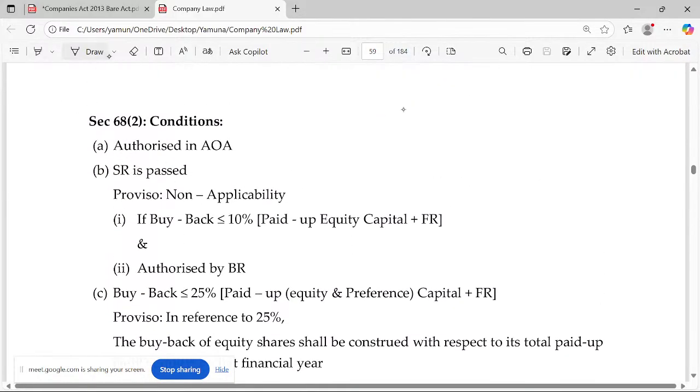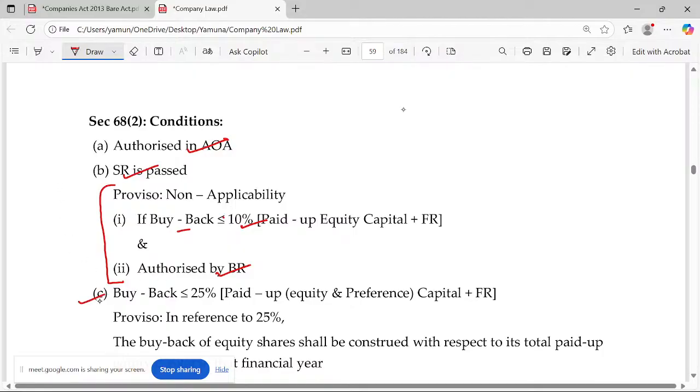See, what is A? It should be authorized in articles of association. What is B? Special resolution is passed. I don't know how far you check with this alignment. This is aligned inside this one, which means what? Special resolution is not required, which means if buyback is less than 10% and authorized by board resolution, it's enough that you go for authorization by board resolution.